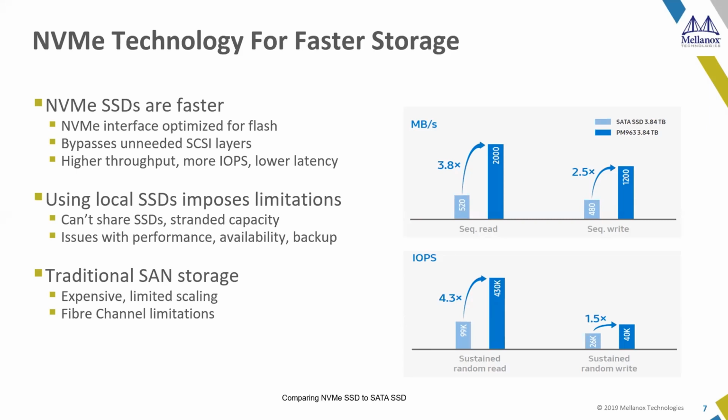Also, when you use local flash in every server, it makes it very challenging to do a backup. It makes it hard to do replication. It makes it hard to share data. What if I have different database instances that need to read the same data? So backup, replication, high availability, and efficiency all are very challenging when you use regular local flash. Well, what about a traditional SAN?